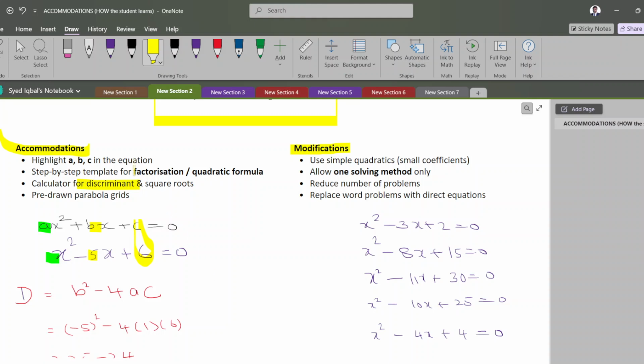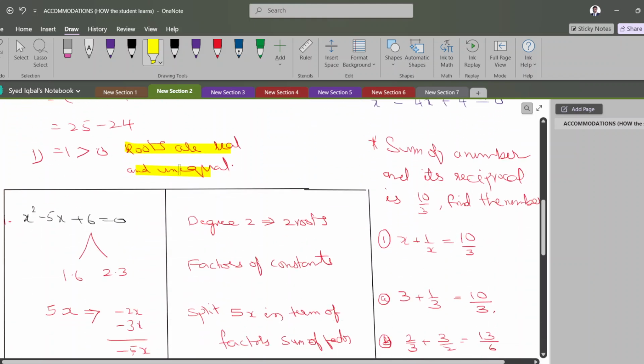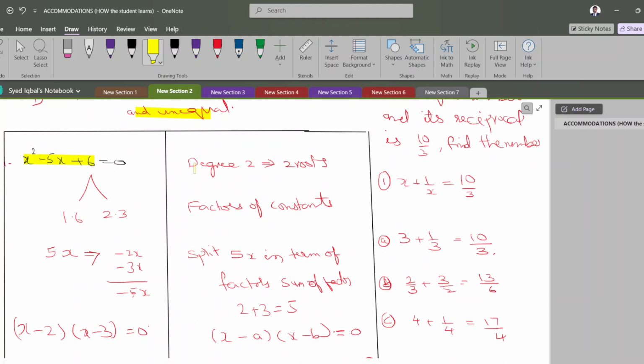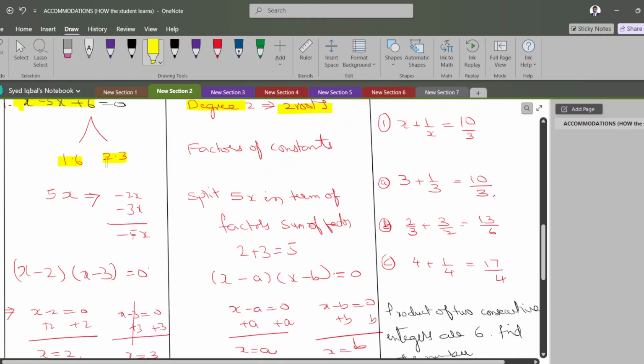Okay. So we will discuss a step by step template for factorization. You see, one template I have made for you. Suppose this is the equation x square minus 5x plus 6. You see the degree is 2, therefore the roots will be 2. Factors of the constant, and let them know that the leading coefficient should be used. So they are taking the factors of the constant.